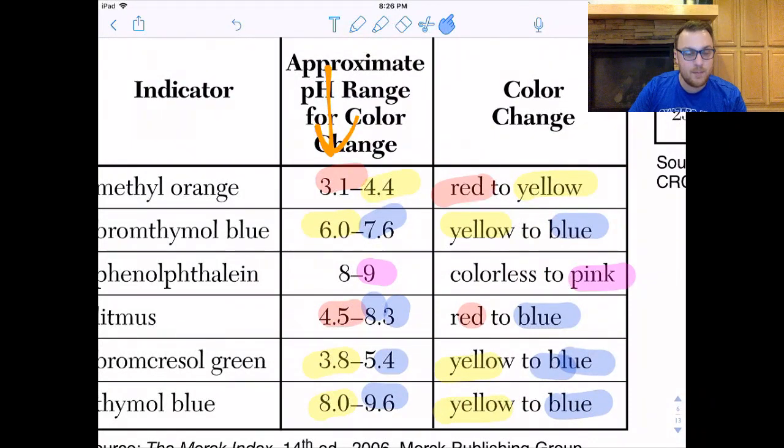Phenolphthalein, the one we use in the titration lab, at 9 or higher is pink. So I'm going to put a bunch of problems, just like I've been doing, on acids and bases, and there will be a bunch of problems on these indicators to give you practice using this table correctly. But that's how you read this table.